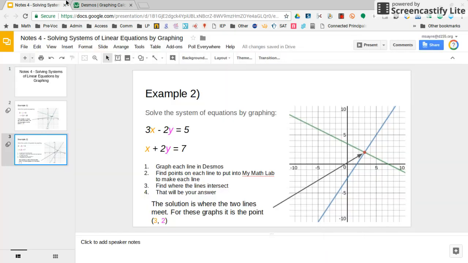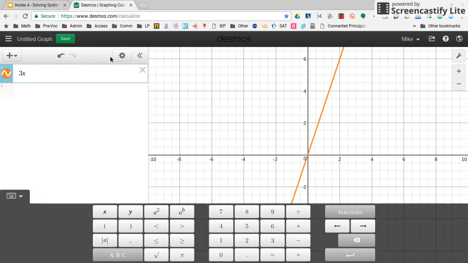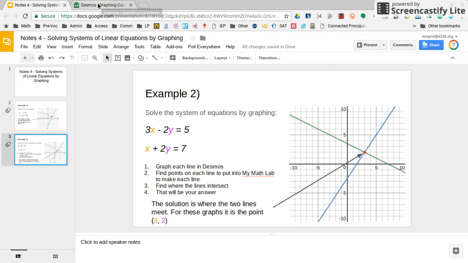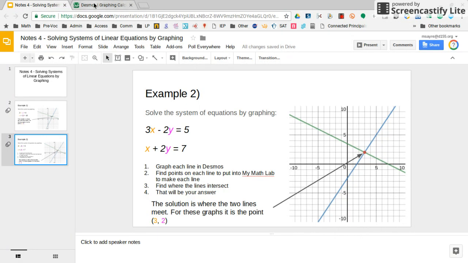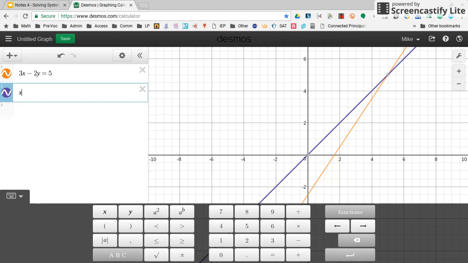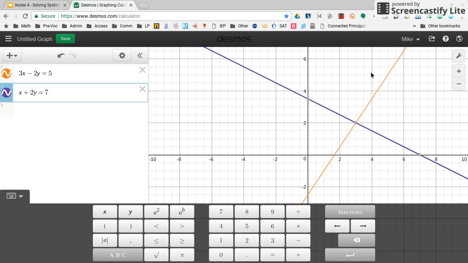I'm going to graph 3x minus 2y equals 5. Then my next equation is x plus 2y equals 7. Okay, and if you notice, my graphs meet at this point right here.